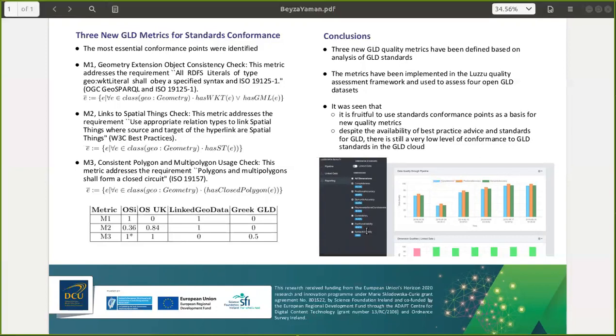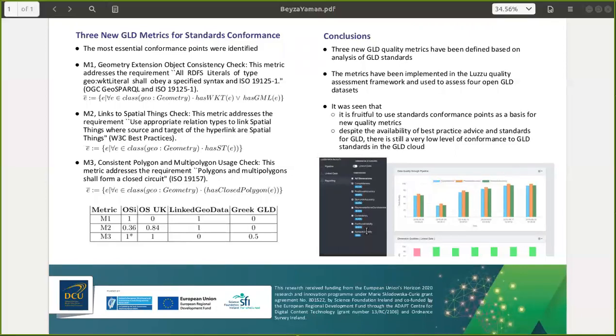In this study, we investigated 4 open datasets. Preliminary results show that OSI has the highest rate of conformance to the metrics, followed by Linked Geodata and Ordnance Survey UK. Greek Geospatial Linked Data has the lowest rate of conformance to the metrics. You can find more detailed info on the results in the paper.